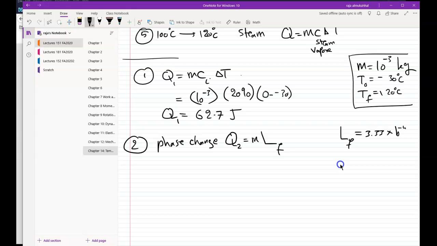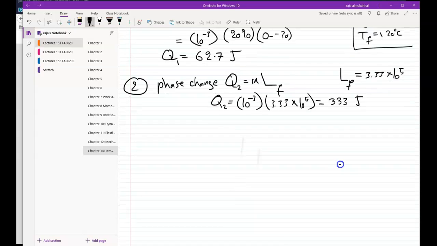Anyway, L sub F for ice is 3.33 times 10 to the 5, okay? Sorry, to the positive 5. Okay, and then we just plug it in. So we have Q2 equal to the mass, 10 to the negative 3 kilogram, times 3.33 times 10 to the 5th. And then when we plug it in, you end up with 333 joule. Okay, so that's Q2. Got it?